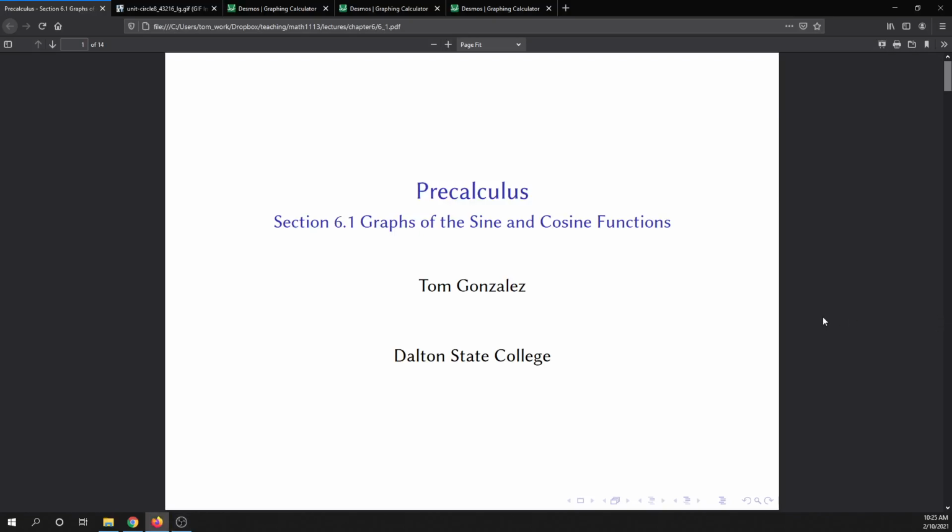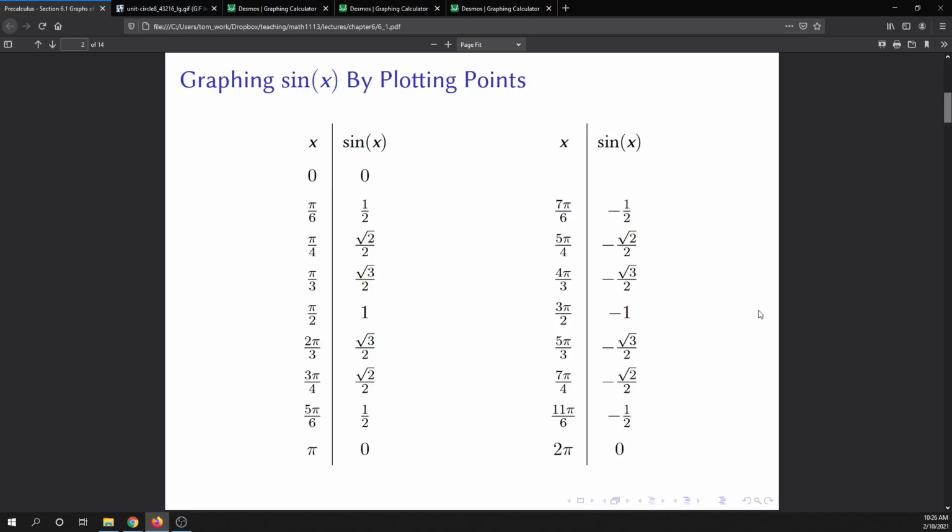All right, in this video we are going to talk about the graphs of the sine and cosine functions. Okay, so the first thing that we are going to do is to sketch the graph of sine x by plotting some points. And so we're going to get a table of points here, and then just sketch those on the coordinate axes.